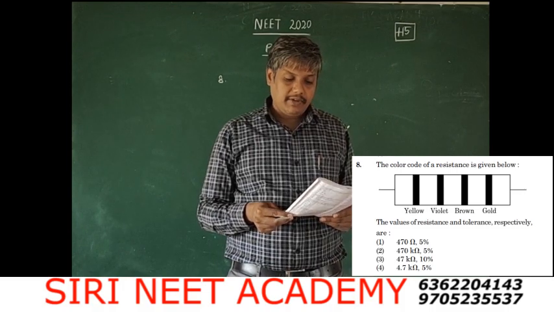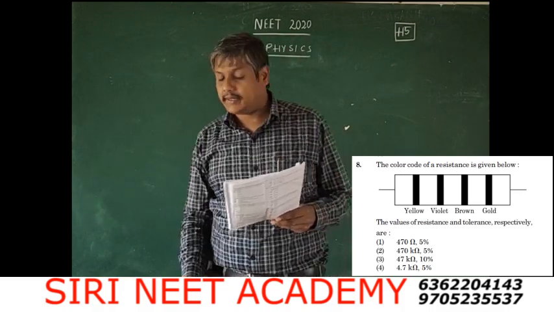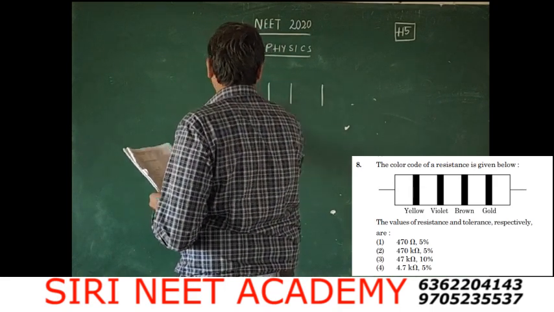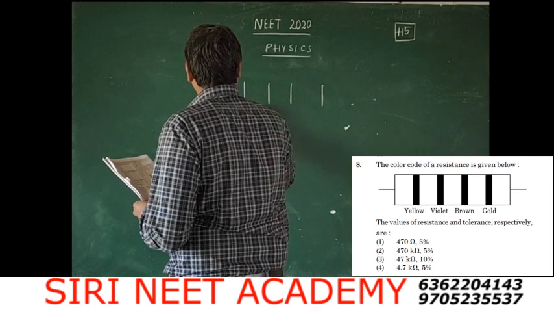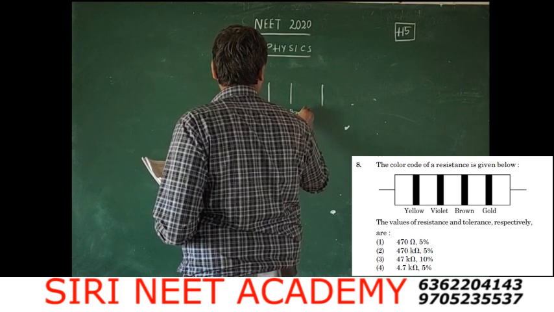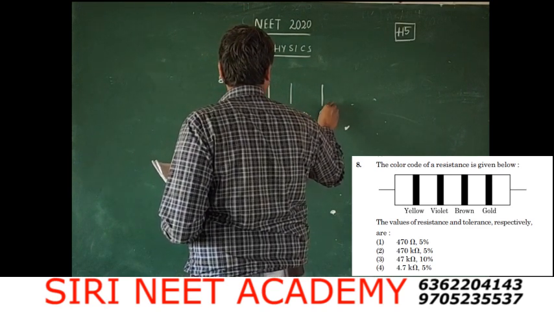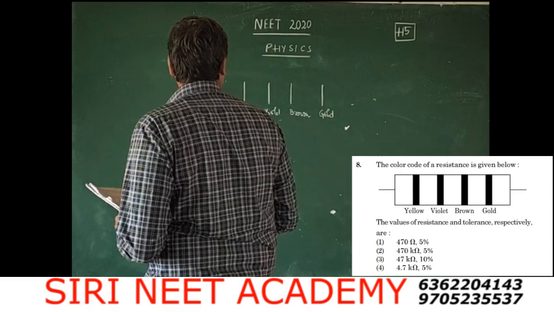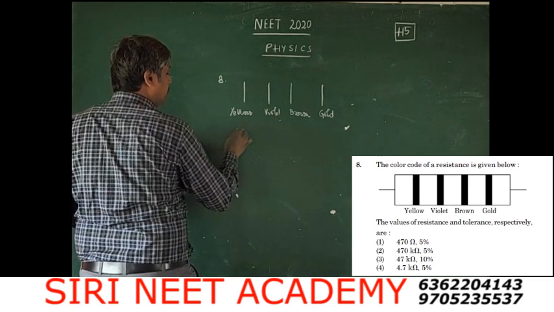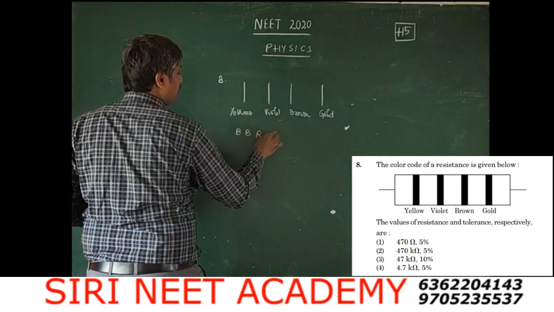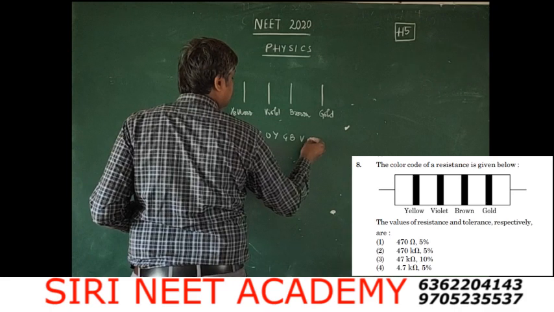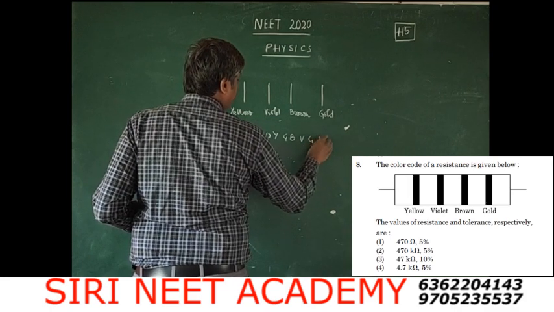Resistance is given below. The value of resistance and tolerance respectively are. So yellow, violet, brown, and then gold. So the color code is being given by, we memorize it as B.B. Roy of Great Britain has very good wife.